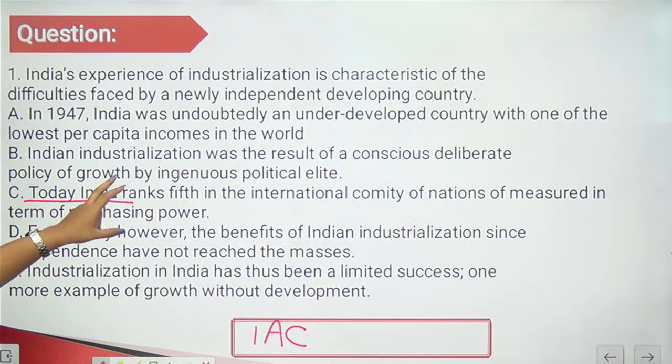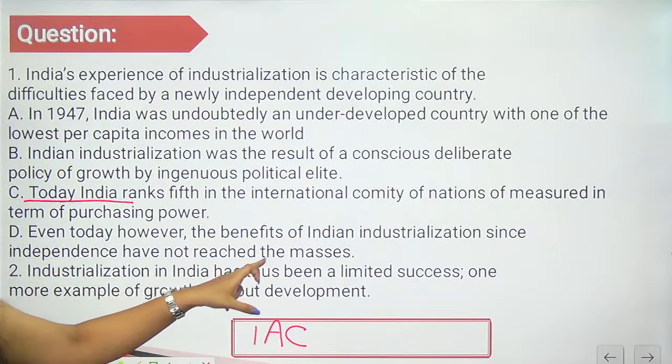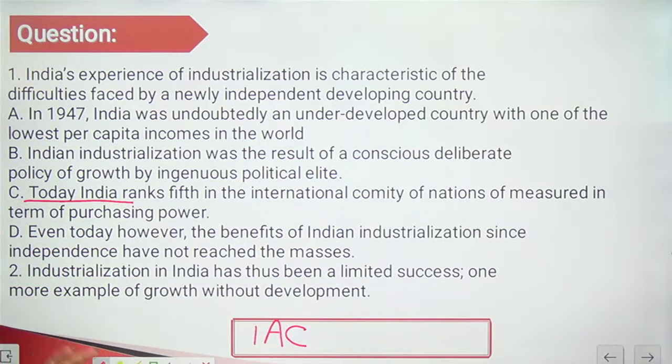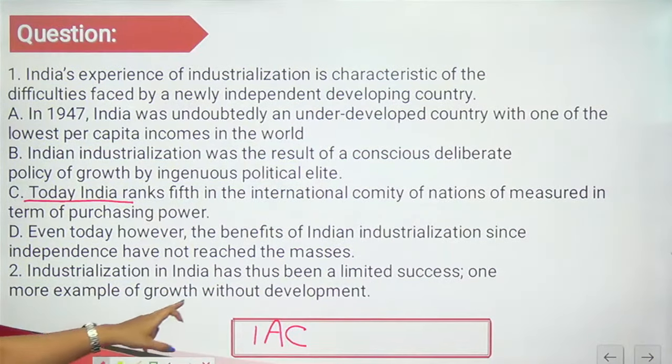So Indian industrialization was the result of a conscious, deliberate policy of growth by ingenious political elite is the first line, and D is, even today, however, the benefits of Indian industrialization since independence have not reached the masses. So if we are not able to guess the next one, that is the fourth sentence, what we can do is we can relate the second last sentence with the last sentence, which we know is a conclusion. So what is the conclusion? Industrialization in India has thus been a limited success, one more example of growth without development. This is the concluding sentence.